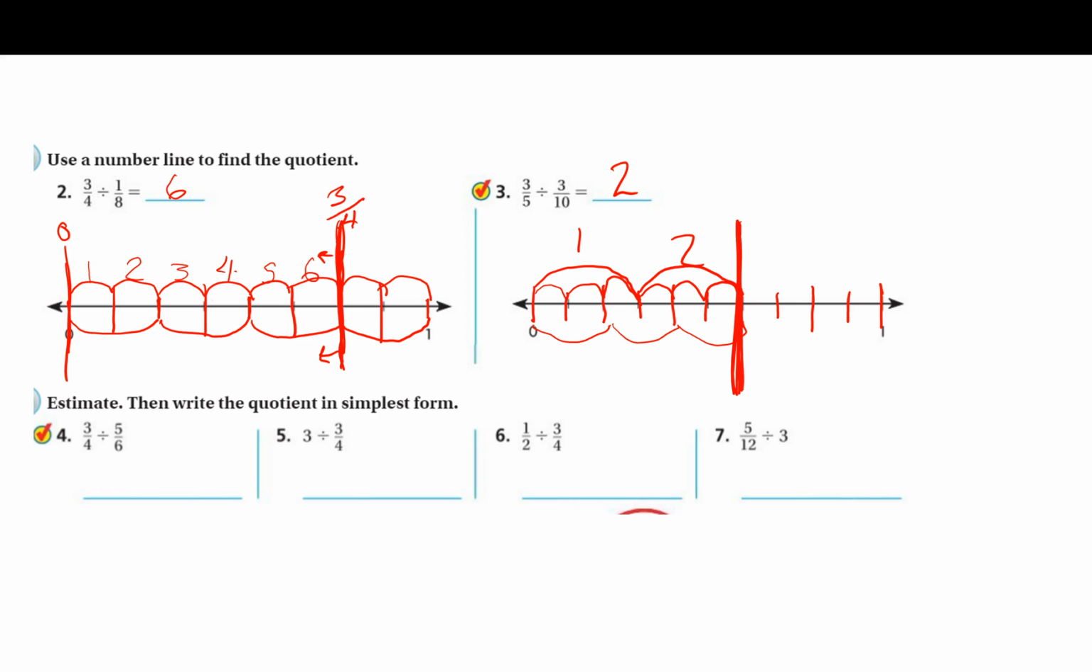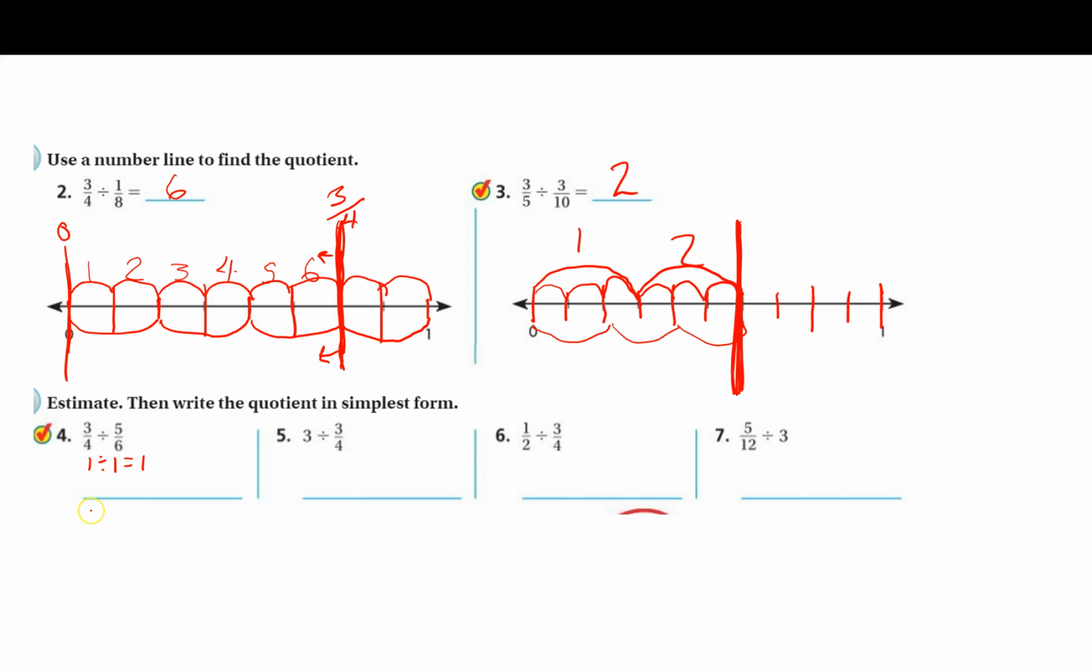All right, let's go on to 4, 5, 6, and 7. Estimate, then write the quotient in simplest form. So estimate first, then find the exact answer and write it in simplest form. Okay. So 3/4 divided by 5/6. That's about 1 divided by 1, I would say. So my answer is going to be about 1.